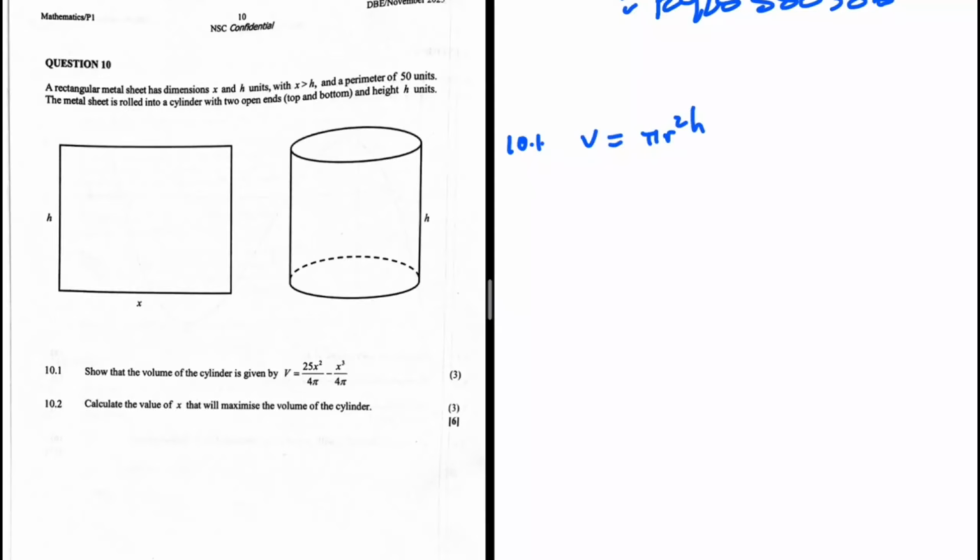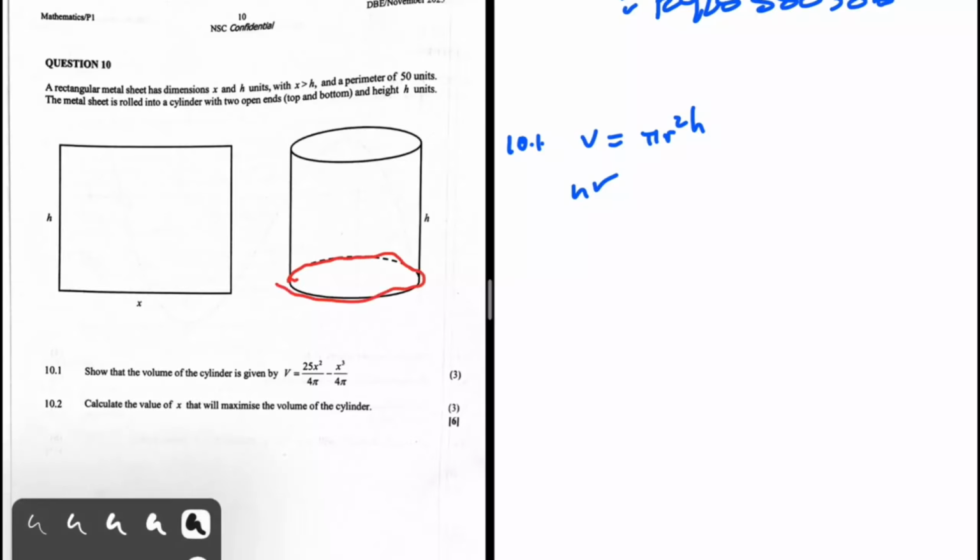So let's take a look at this rectangular metal sheet and make sense of what is happening. When we roll the rectangular metal sheet, the height remains h. But what happens to x? x forms the part at the bottom. This part at the bottom is going to be x. So there we go, x forms that part, which is the circumference, right?